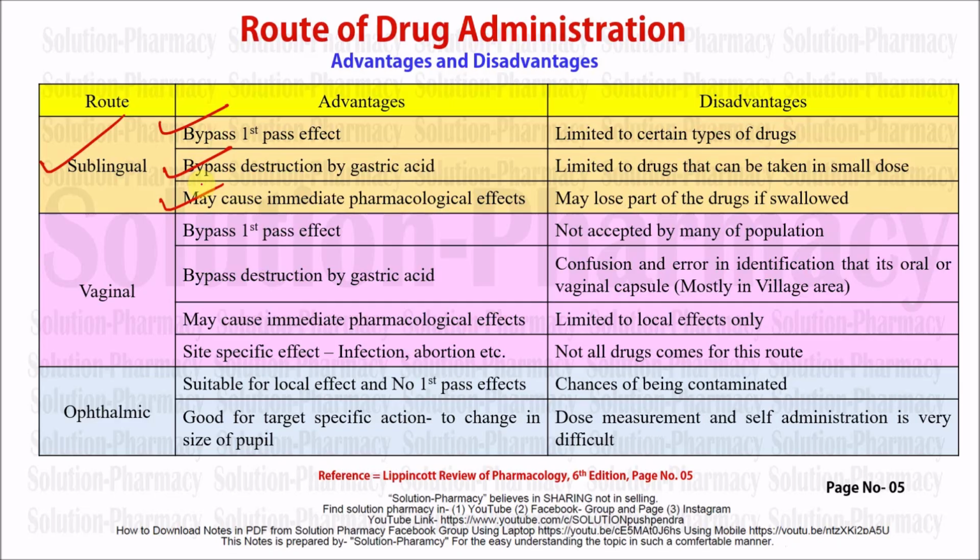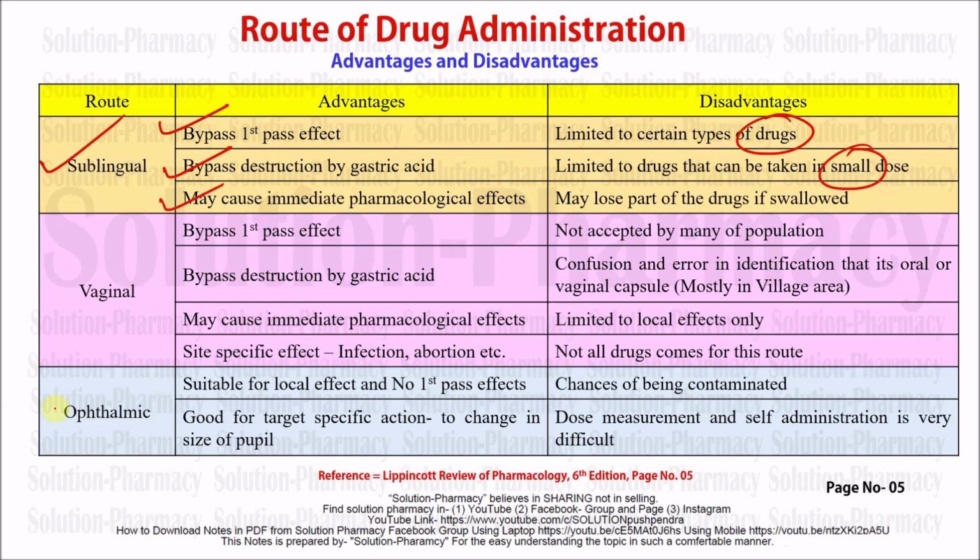There are basic limitations of this route of drug administration, and these are limited to certain types of drugs only. As I said, trinitroglycerin can be given by this route of administration to achieve the faster effect, but not paracetamol, not nimesulide, not chloroquine, etc. Limited to drugs that can be taken in a small dose. Only those drugs which can be taken in a small dose will be given via this route of administration. Next disadvantage, you may lose part of the drug if swallowed. If someone swallows the drug, then the effect of the drug will be reduced.